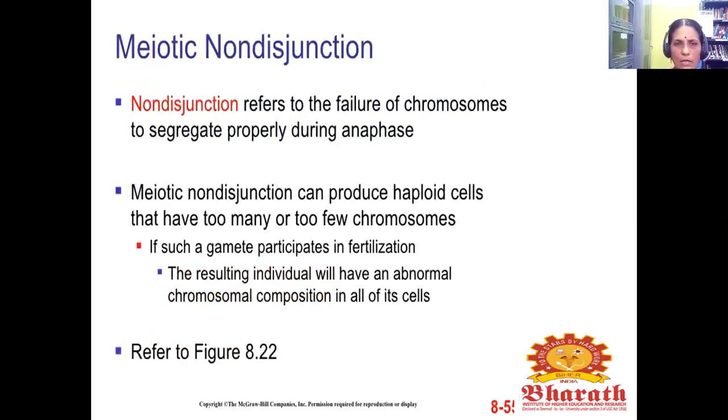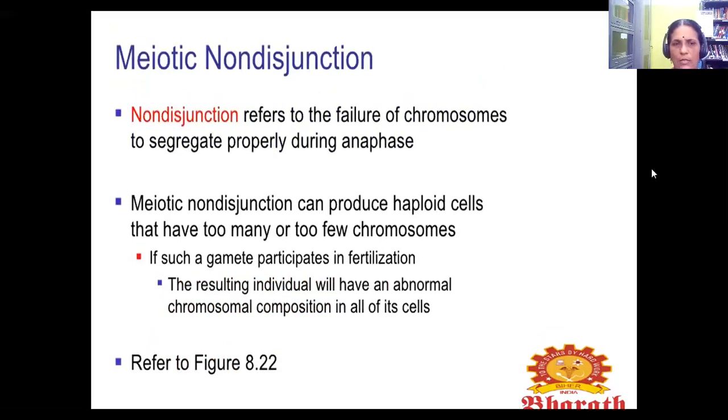Nondisjunction refers to the failure of chromosomes to segregate properly during anaphase. Meiotic nondisjunction can produce haploid cells that have too many or too few chromosomes. If such a gamete participates in fertilization, the resulting individual will have an abnormal chromosomal composition in all of its cells.